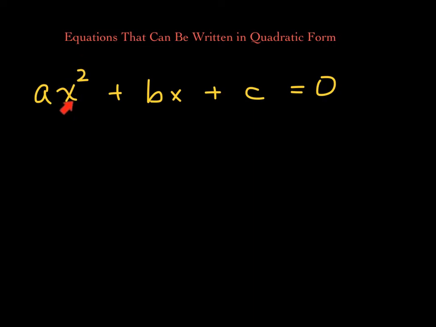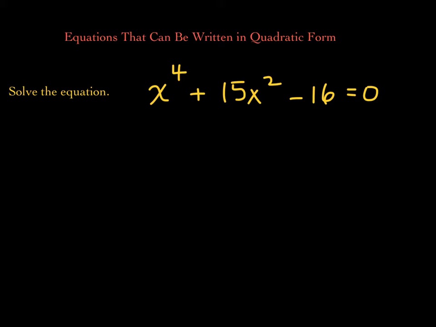the leading term. So that is the pattern you're going to see over and over again with these equations that are not quadratic, but they're quadratic in form. What's going to make them quadratic in form is that if you take the variable part of their middle term and square it, you will get the variable part of the leading term. Let's look at the first example here.